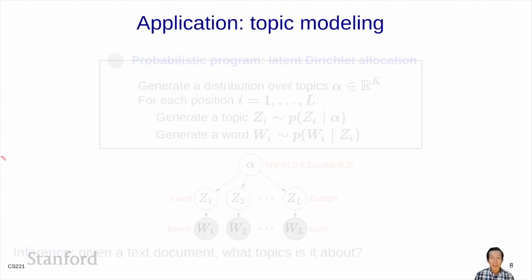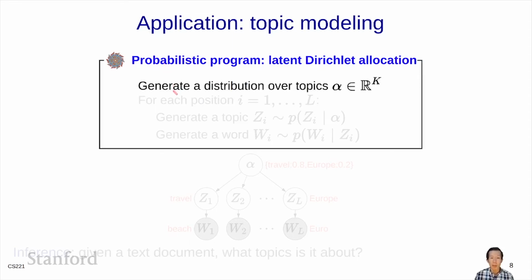So a fancier version of the naive Bayes model is called latent Dirichlet allocation. And here we're going to assume that a document is not just about one topic, but possibly multiple topics. So I'm going to generate a distribution over topics called alpha. Notice that this is actually a continuous random variable.